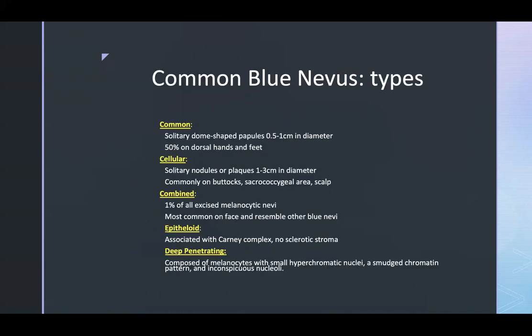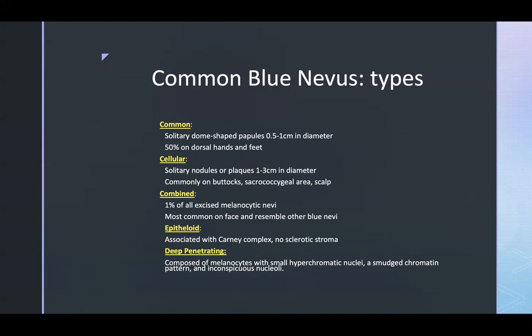Common blue nevi types include the solitary dome-shaped papules that are typically between 0.5 and 1 centimeter in diameter. 50% are on the dorsal hands and feet. That's the common blue nevus. Cellular blue nevi typically present as solitary nodules or plaques 1 to 3 centimeters in diameter, commonly on the buttocks, the sacrococcygeal area, and the scalp.